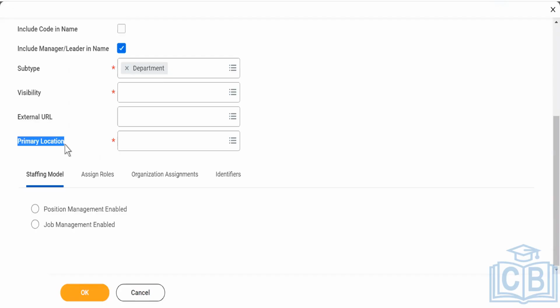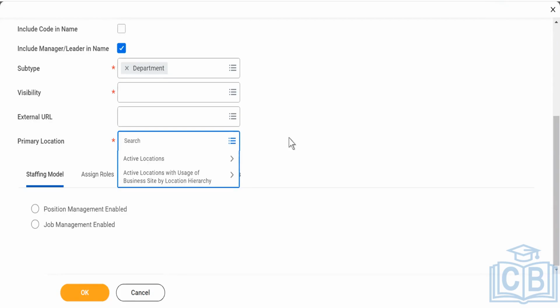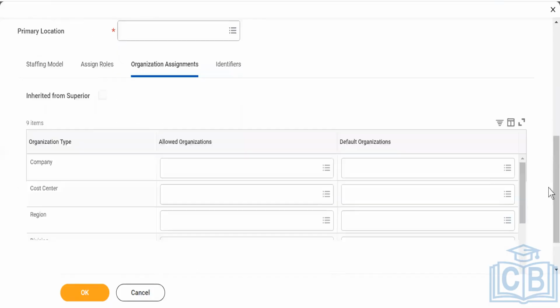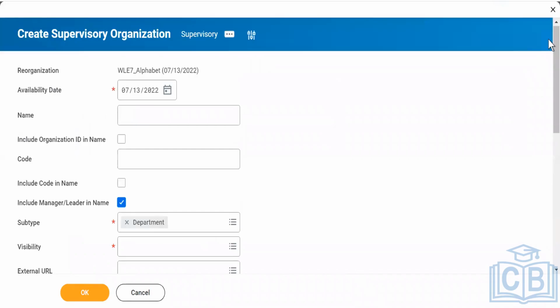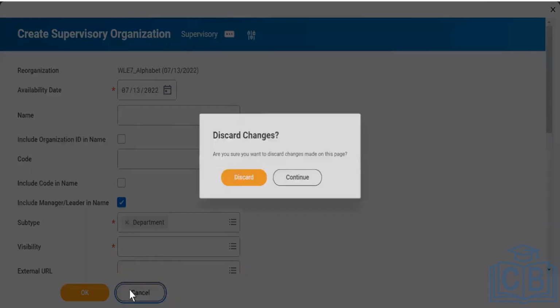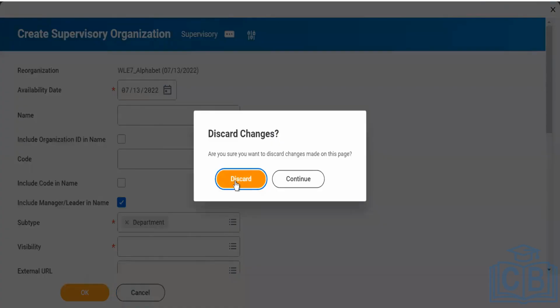That's the reason your location becomes very important. Without location, you will not be able to create a supervisory organization. And these locations are not those locations which you have put in a hierarchy. These are all independent locations which have an address and all the details. Then let's see this organization assignment. Here you see you have got company, cost center, region, division, everything is there now. That's the reason I said when we go into this, we will be creating a lot of it and we'll try to understand everything in detail.